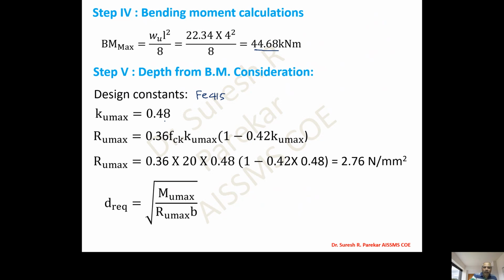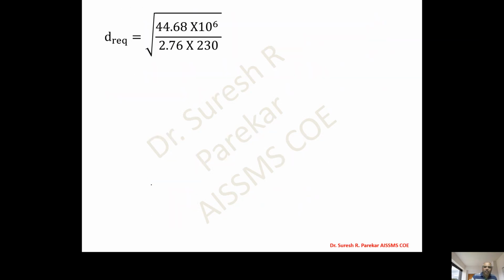And then from this we will calculate D required, under root of MU max upon RU max into B. And then we will substitute the values. We will get 44.68 into 10 raised to 6 upon 2.76 into 230, which gives us 265.3 millimeter, which is less than 270 mm, which is D provided, and therefore sufficient.